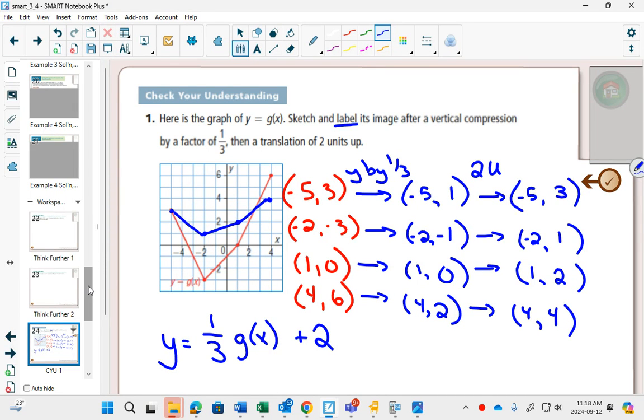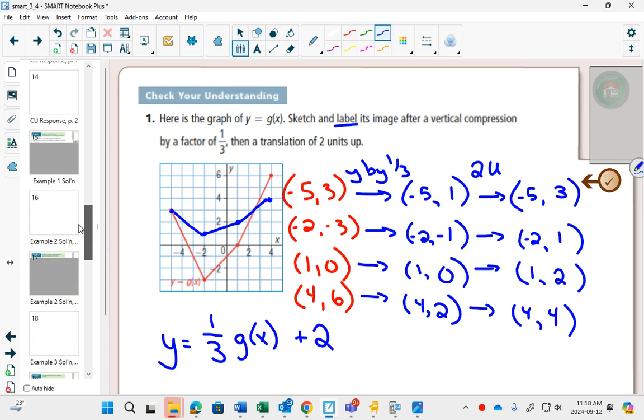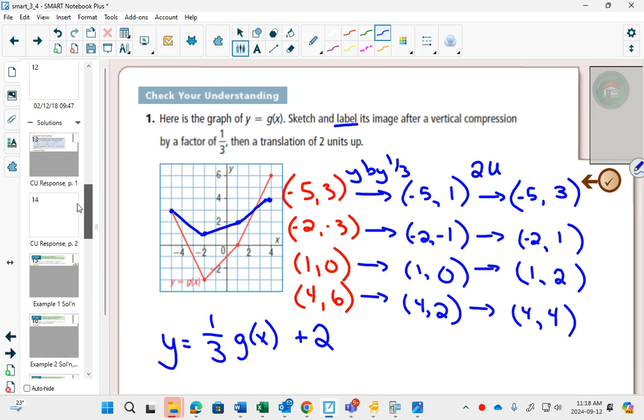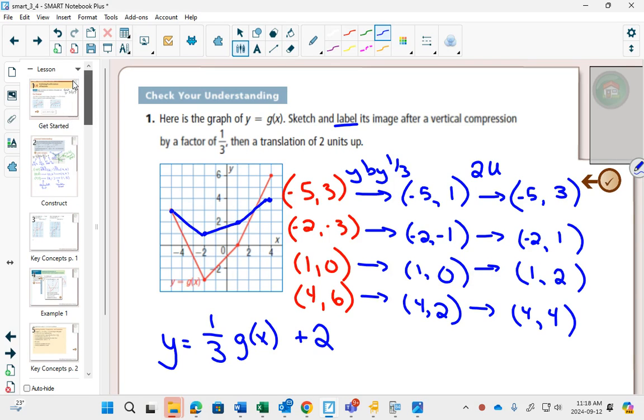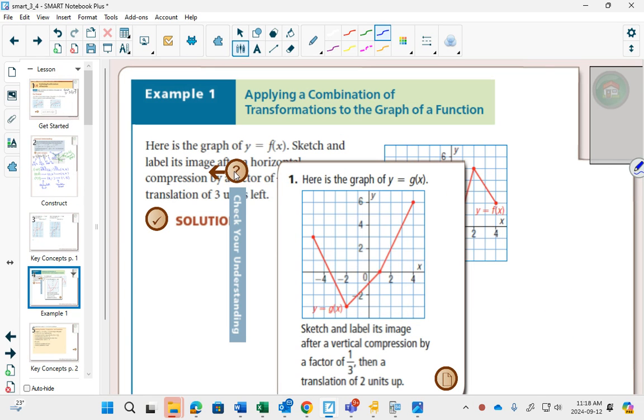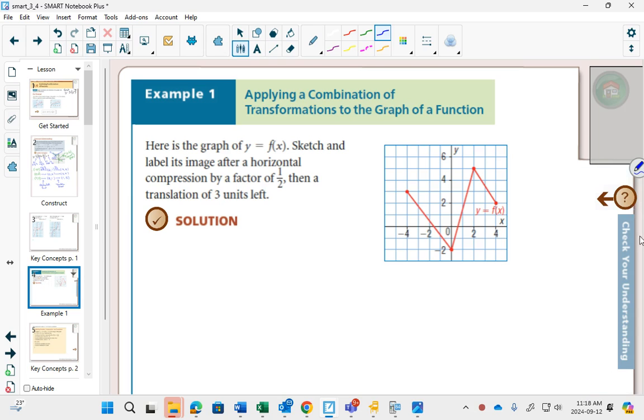I want to point out something interesting that happens in the example that the textbook has done. So I'm going to go back to the textbook example. We're going to make it a little bit quicker. I'm not going to do everything. You would have to do x by 1/2, and then you would have to do 3 units left. And we could do the same points. That part would be easy. I'm not going to redo that so that we can save some time.